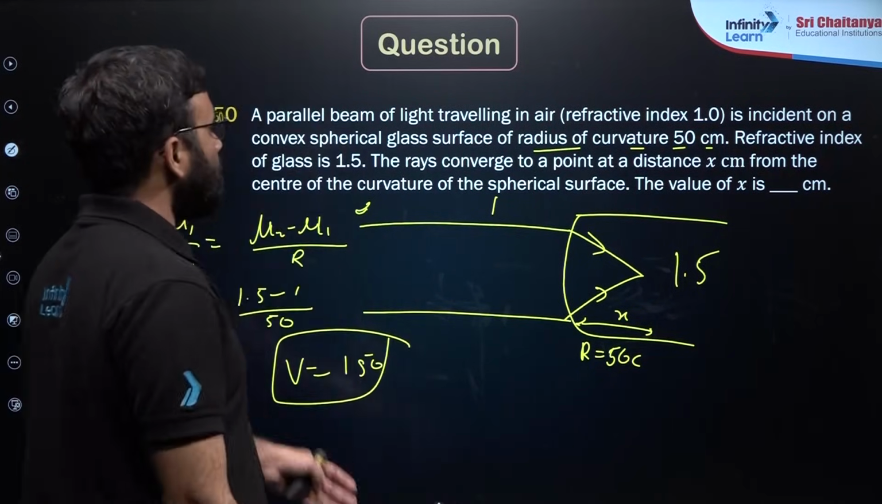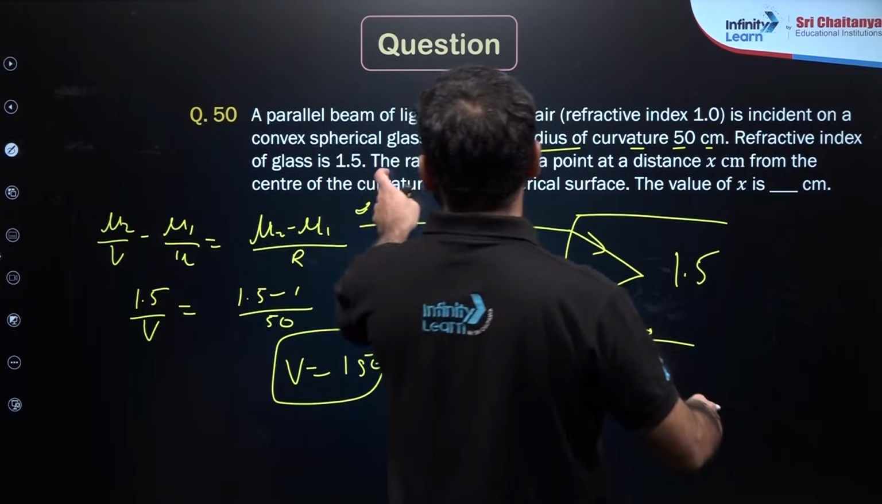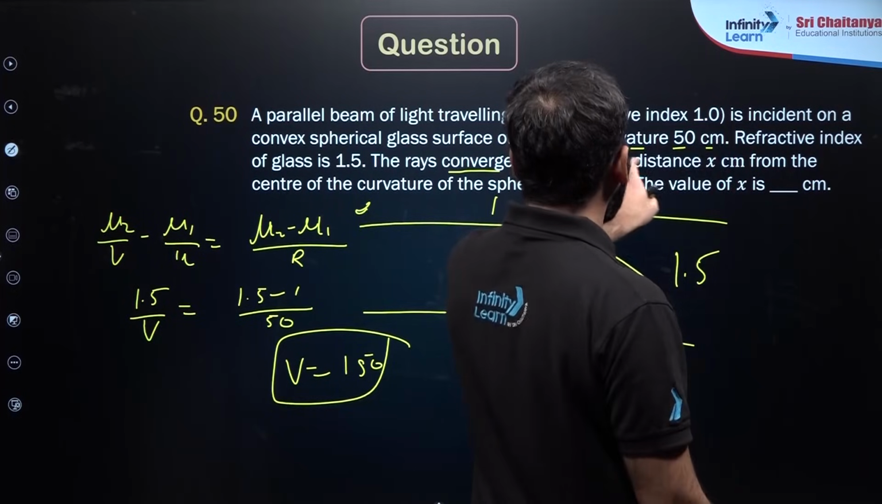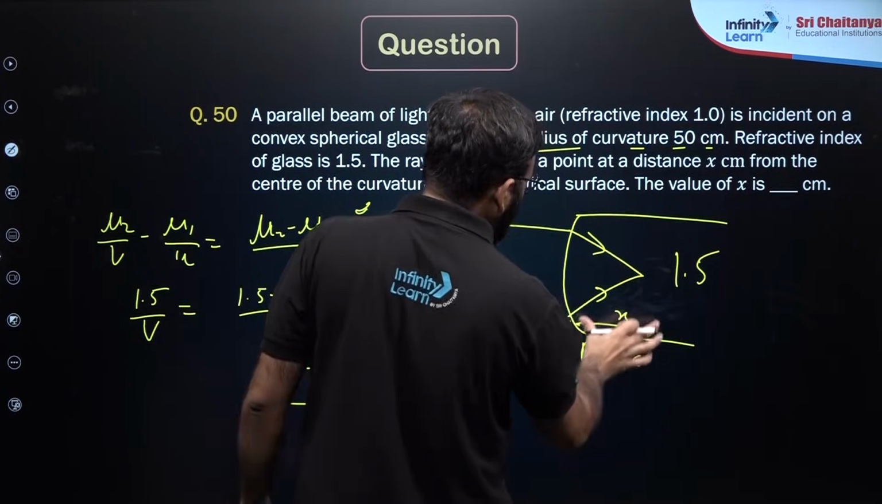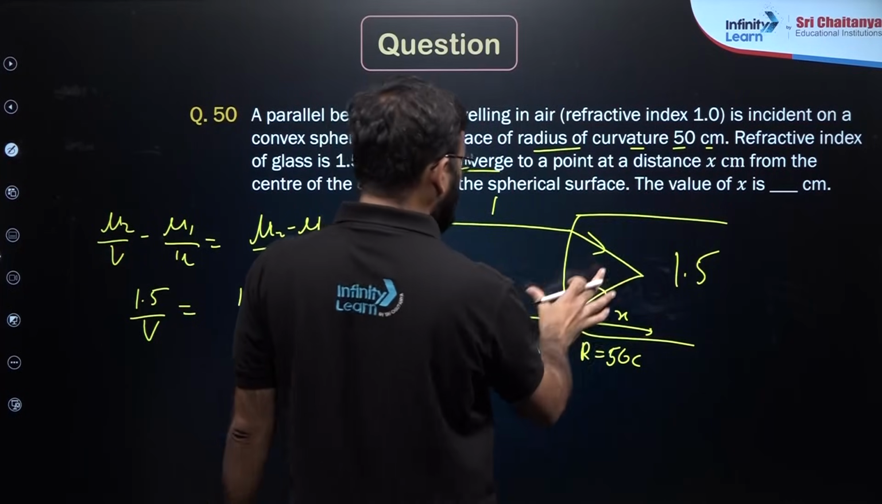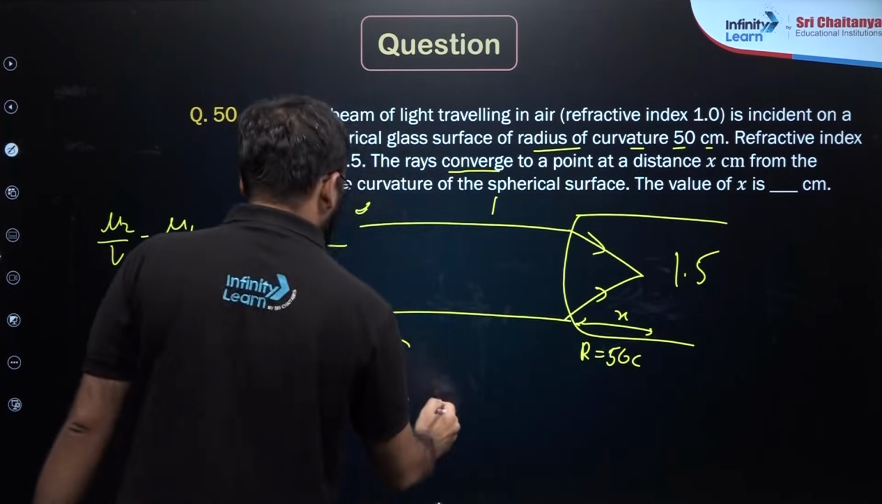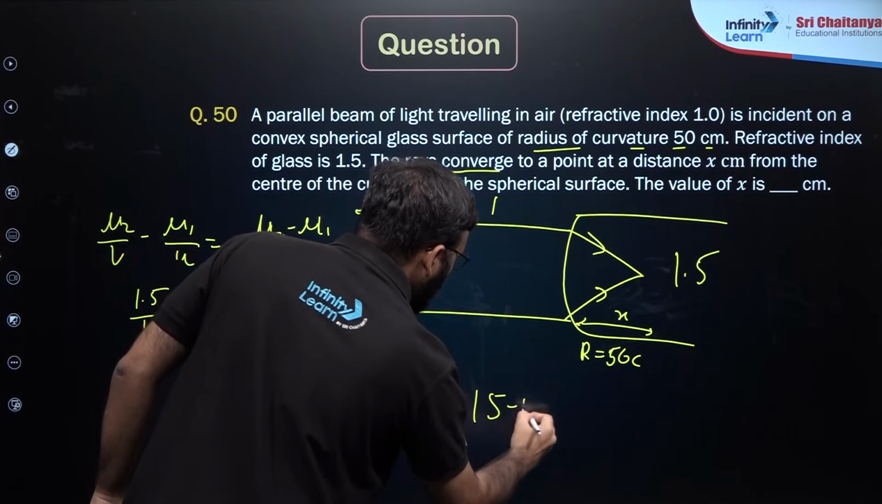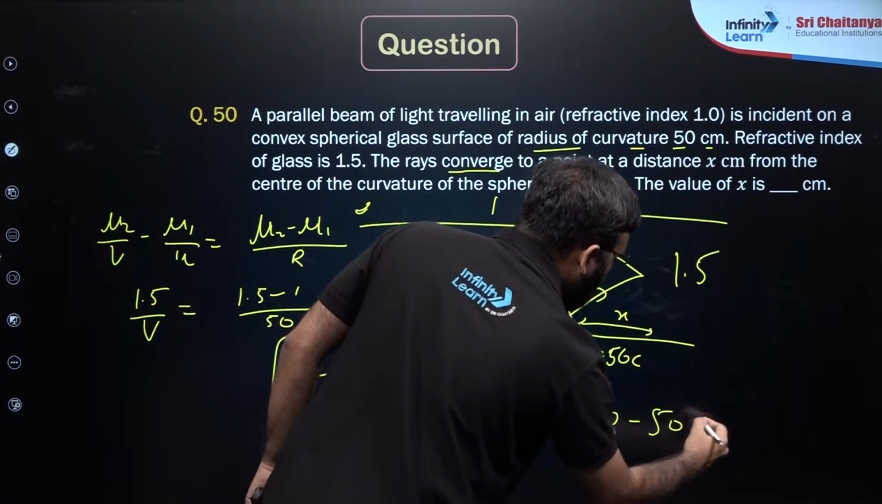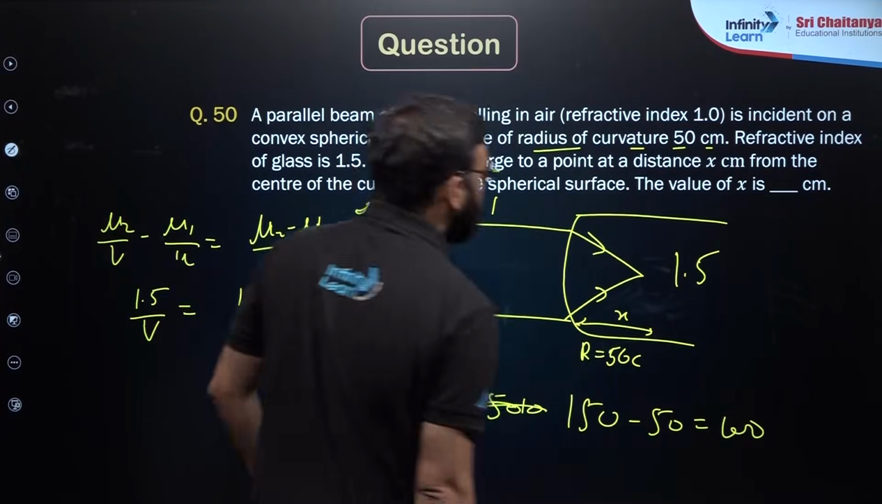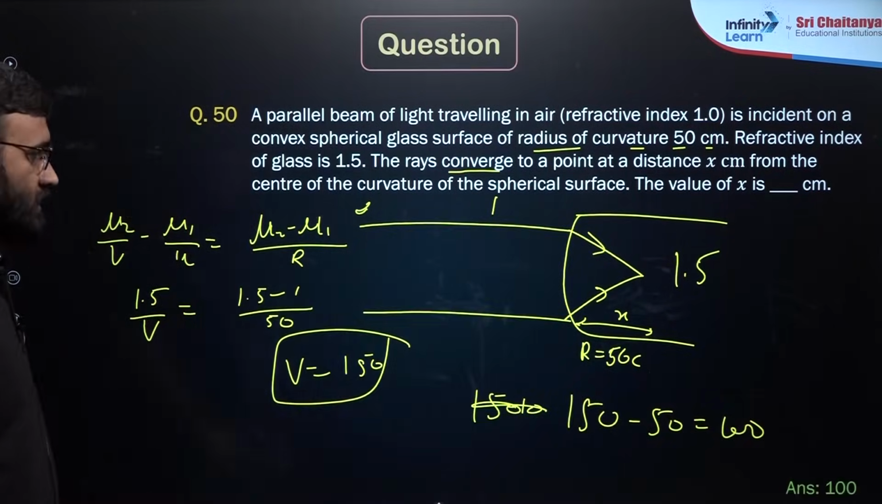Okay, so they will ask for this distance. The refractive index is this one, so the ray converges to a point at distance x from the center of curvature. So from here to here, this distance they will ask, so 150 minus 50, that is my 100 beta. So the value of x is my 100 centimeter.